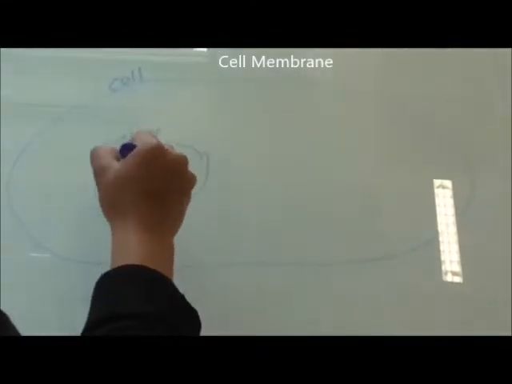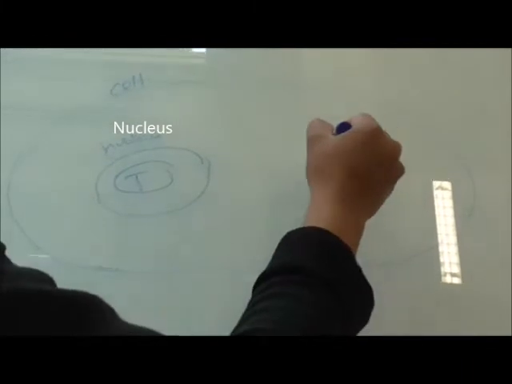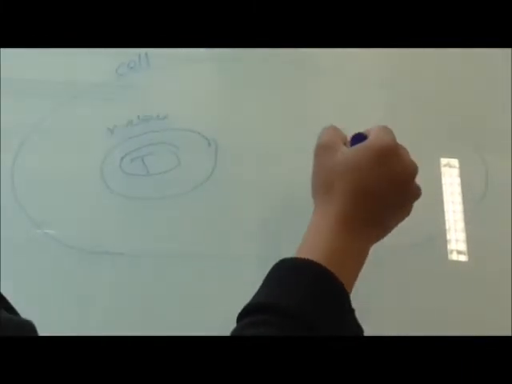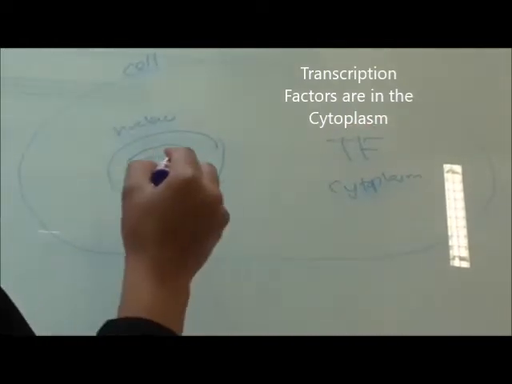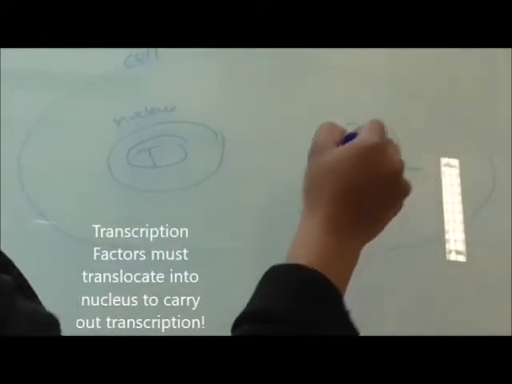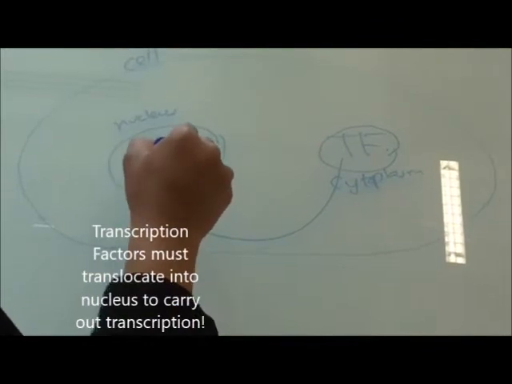Transcription occurs in the nucleus, but the transcription factors are in the cytoplasm. Therefore, it's not possible to drive transcription from the cytoplasm. They have to be translocated into the nucleus to be effective and to carry out transcription.